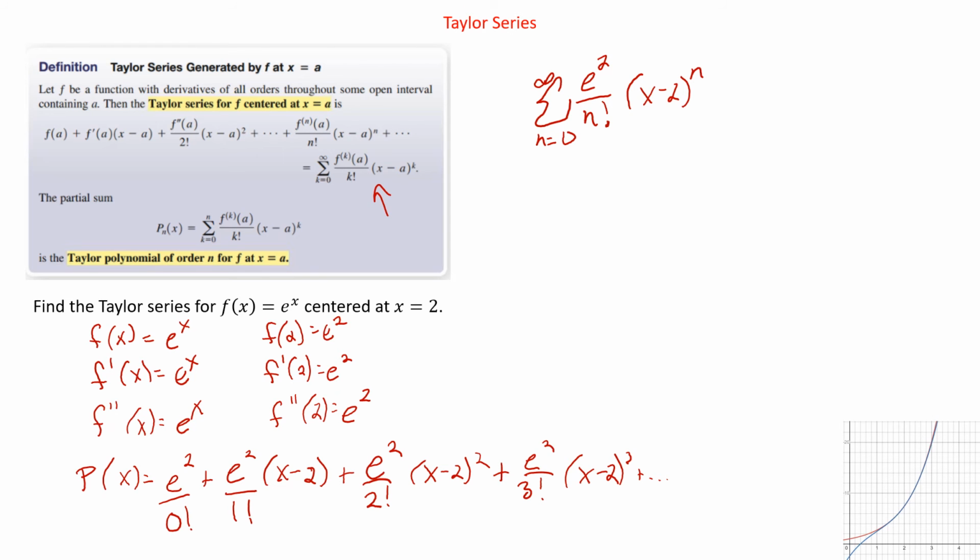If we want to look at the graph, the red one is the e to the x, and the blue one is the series. I took it out to a few. I cannot remember how many I took it out to, but not a ton.